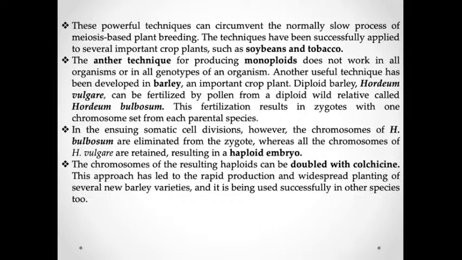These techniques have been successfully applied to several important crop plants such as soybeans and tobacco, but the anther technique for producing monoploids does not work in all organisms or in all genotypes of organisms. Another useful technique has been developed in barley, an important crop plant. Diploid barley, Hordeum vulgare, can be fertilized by pollen from a diploid wild relative called Hordeum bulbosum.